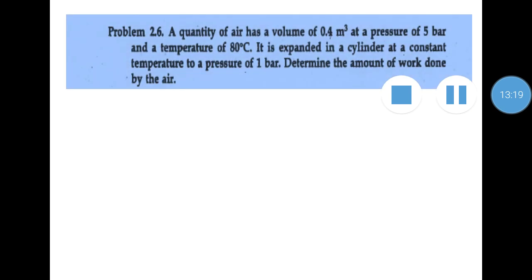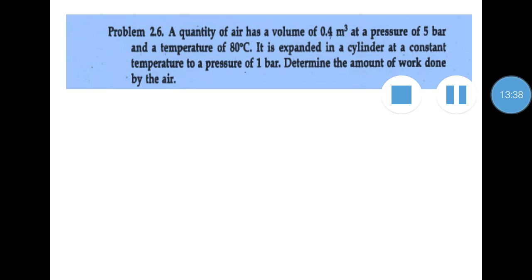Next, we will study one more problem on the isothermal process. The first problem we studied was on the constant volume process. The second problem we studied was on the constant pressure process. The third problem we will discuss is on the constant temperature process.